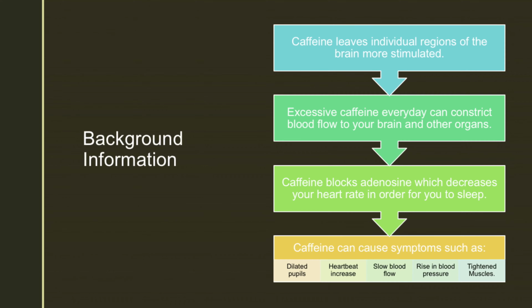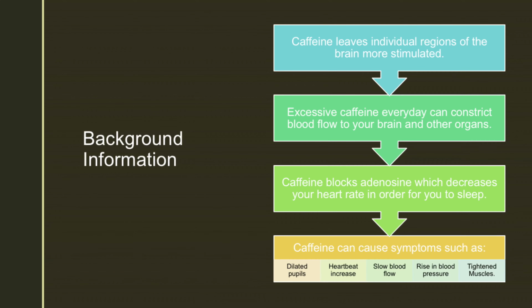Obviously, caffeine stimulates individual regions of the brain, and the blood flow of your brain can be affected greatly if caffeine is consumed excessively every day. Caffeine also tends to block the process of adenosine in your body, which decreases your heart rate, helping you sleep. We have here only a few of the many symptoms caffeine causes, including dilated pupils, heart rate increase, rise in blood pressure, and more.